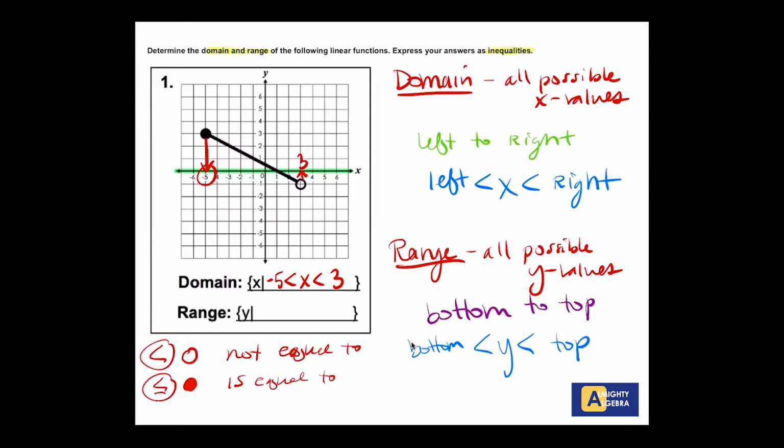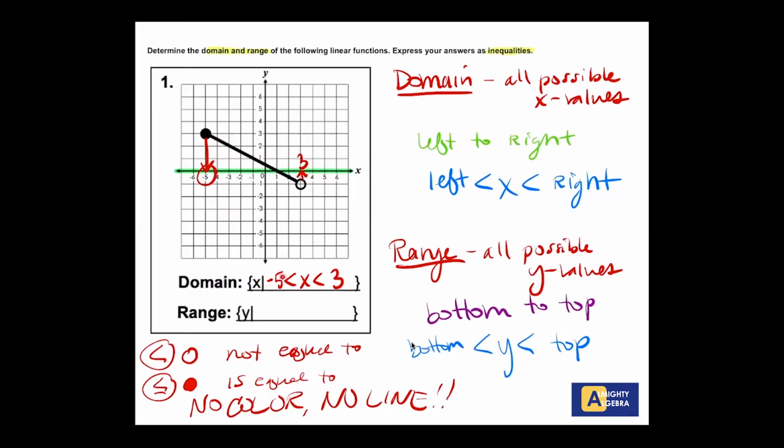The motto that I use for this is no color, no line. This symbol has no color, so this symbol has no line. This symbol has color, so this symbol has a line. Just remember, when there is no color, your symbol should have no line. No color, no line. Let's go back to our answer for domain and finish this up.